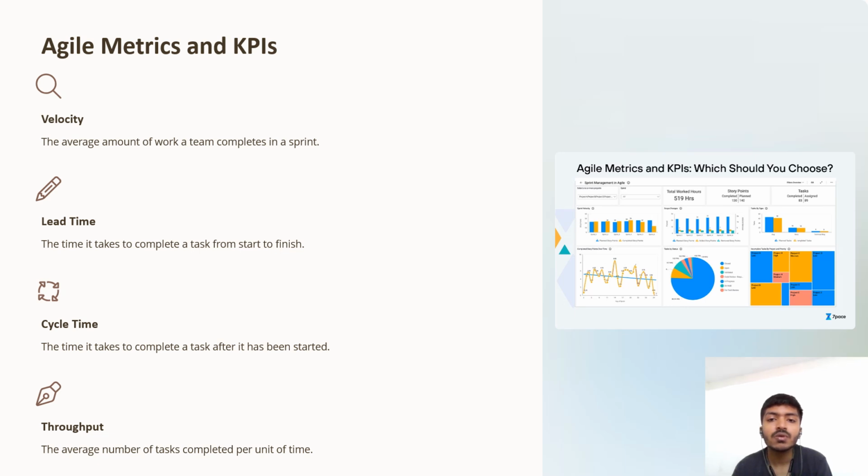That's it. Now moving on to the next slide, we have agile metrics and KPIs. Agile metrics and key performance indicators are essential tools for measuring the effectiveness and efficiency of agile teams. They help to understand their performance, identify areas of improvement, and ensure alignment with business goals. So these are the four metrics and KPIs. Velocity is the average amount of work a team completes in a sprint. Lead time is the time it takes to complete a task from start to finish. Then we have cycle time, which is the time it takes to complete a task after it has been started. And we have throughput, which is the average number of tasks completed per unit time.